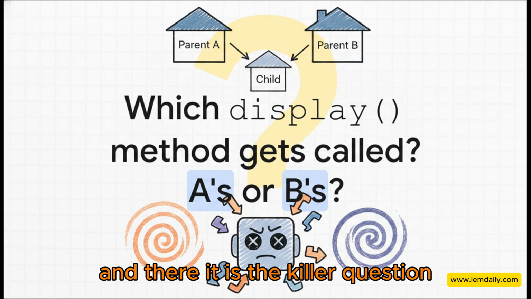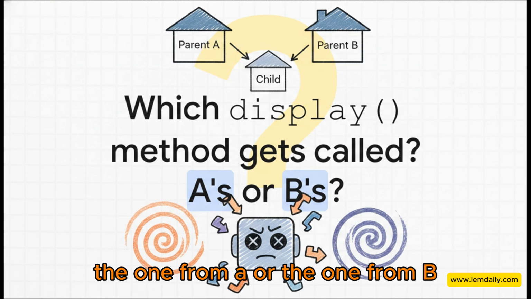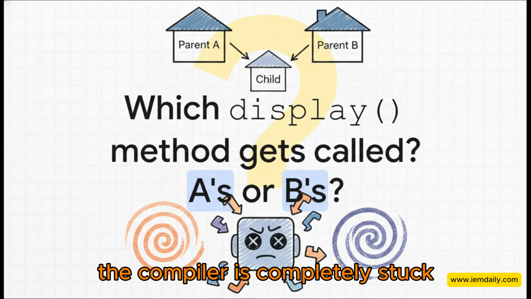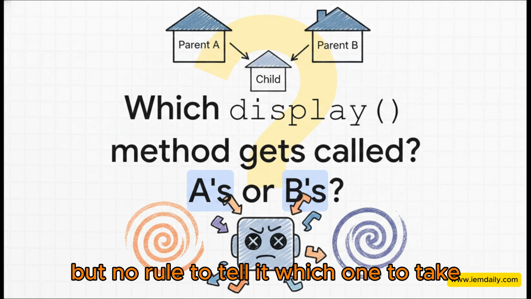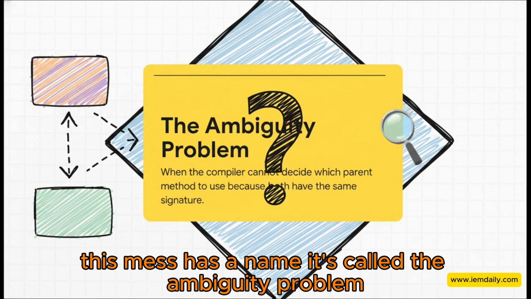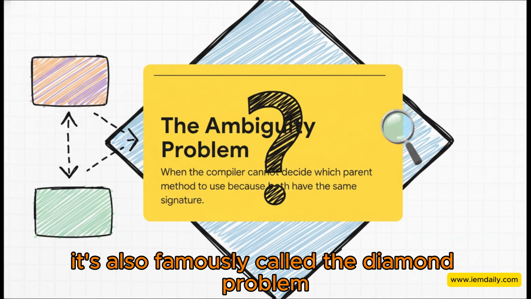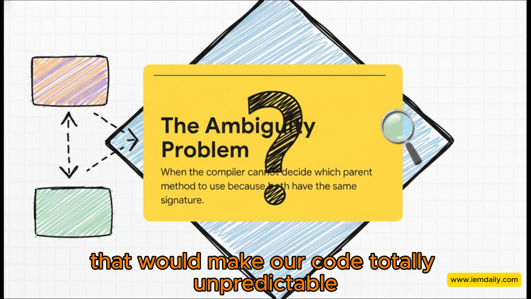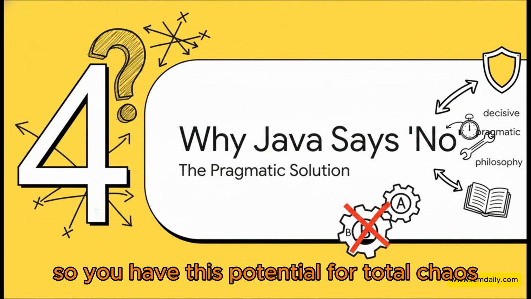And there it is, the killer question. Which display method does it run? The one from A or the one from B? The compiler is completely stuck. It has two perfectly valid paths, but no rule to tell it which one to take. It's paralyzed. This mess has a name. It's called the Ambiguity Problem. And because the diagram of the classes often looks like a diamond shape, it's also famously called the diamond problem. It's a complete deadlock that would make our code totally unpredictable. So you have this potential for total chaos.